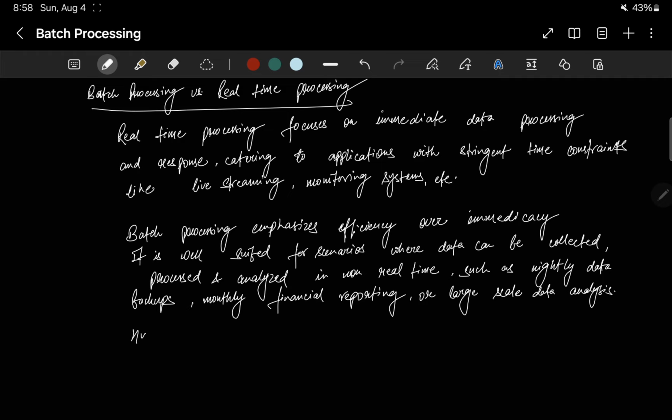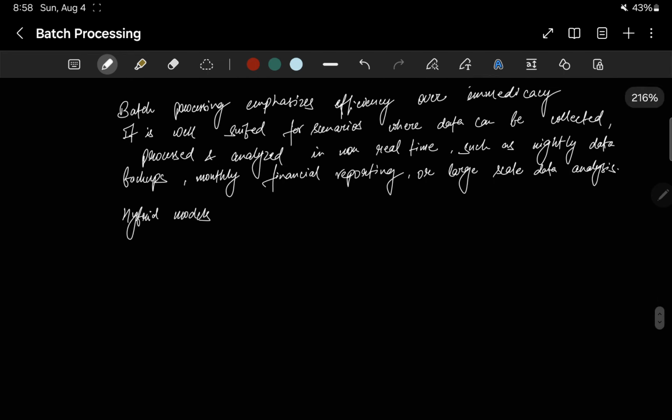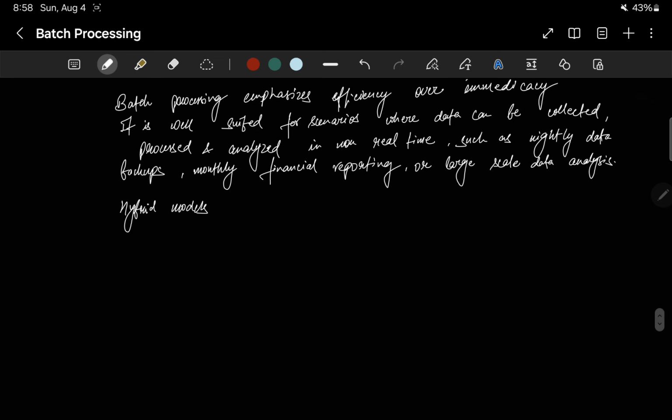And there comes something called hybrid approaches also. Hybrid models are the combination of batch and real-time processing. Hybrid models are emerging to reconcile the advantages of both approaches. These models integrate elements of batch processing and real-time processing, providing a flexible solution that can adapt to diverse processing needs.